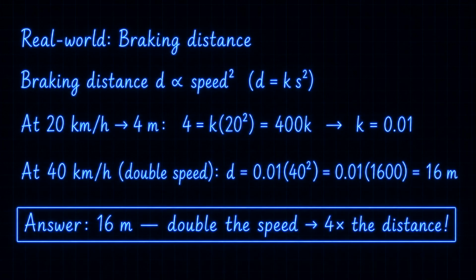Where does this show up in real life? Braking your car. The distance you need to stop is proportional to your speed squared. At 20 kilometers an hour, you might need 4 meters. Double your speed to 40, and you do not need 8 meters. You need 16, 4 times as much. That squared rule is exactly why speeding is so dangerous.